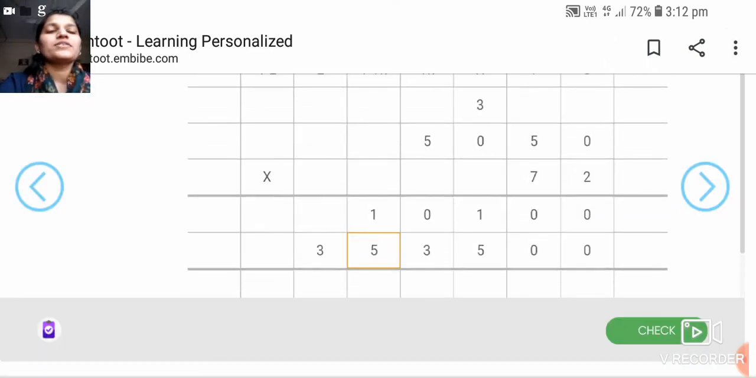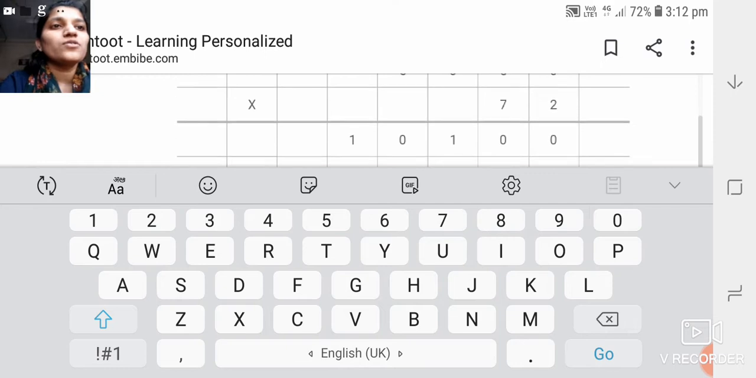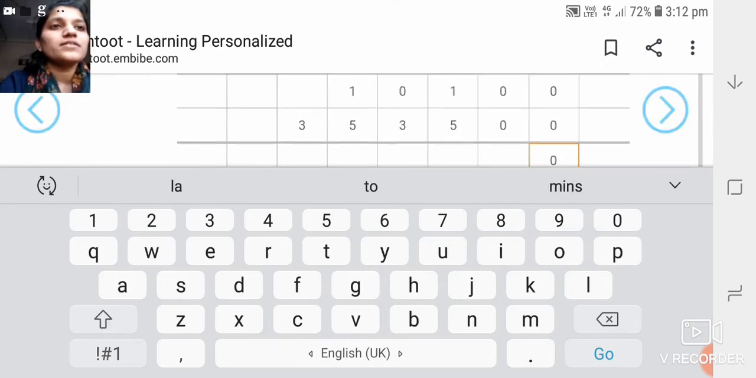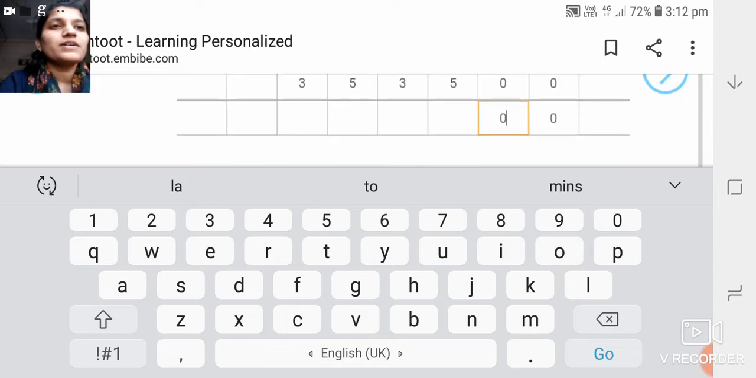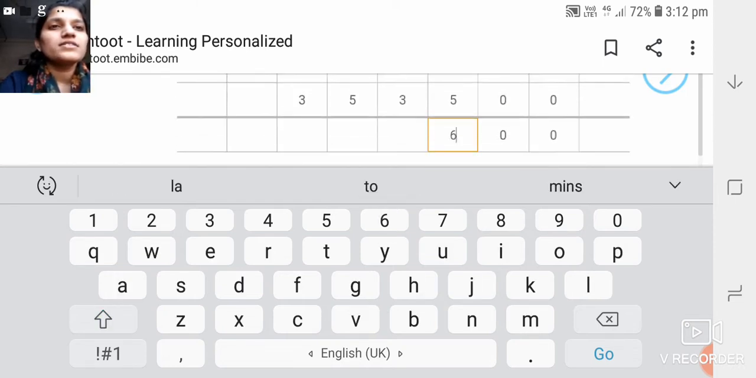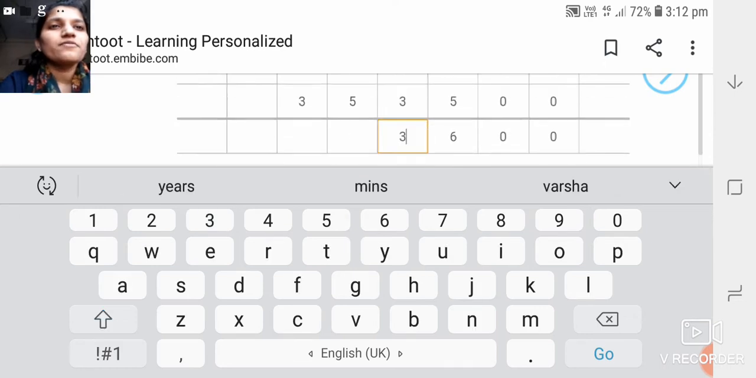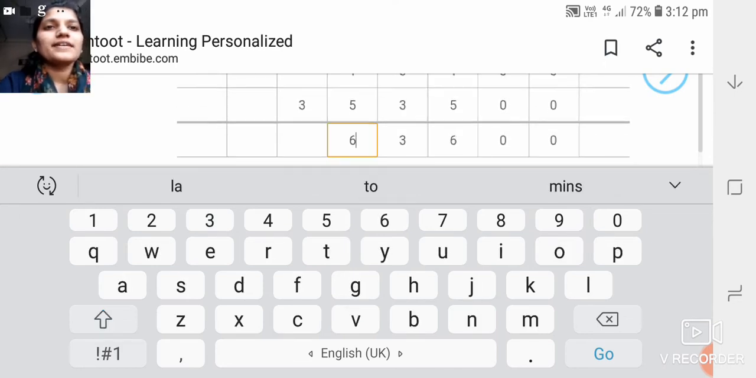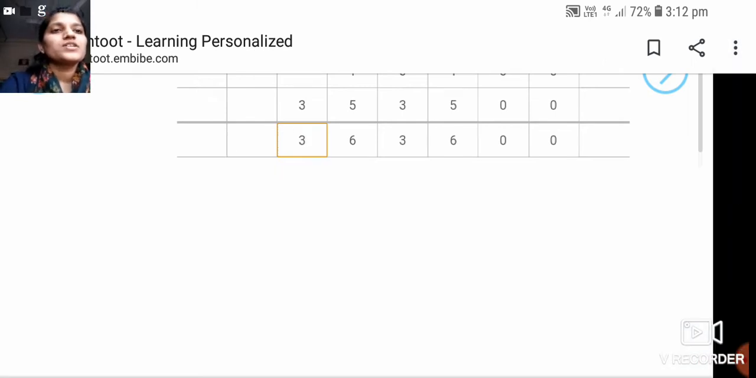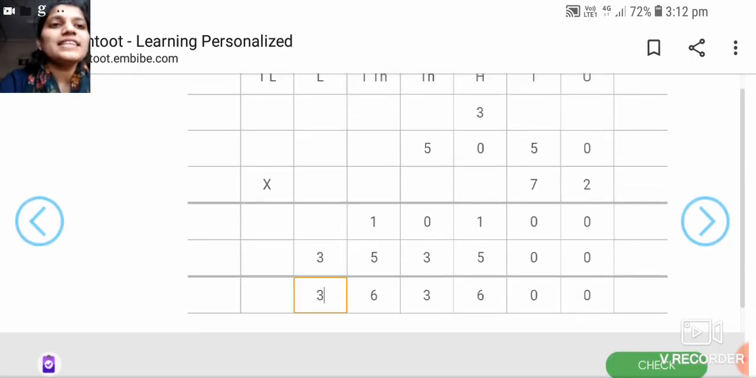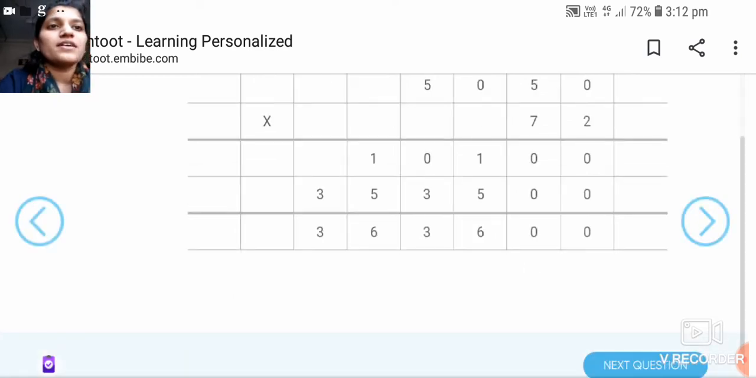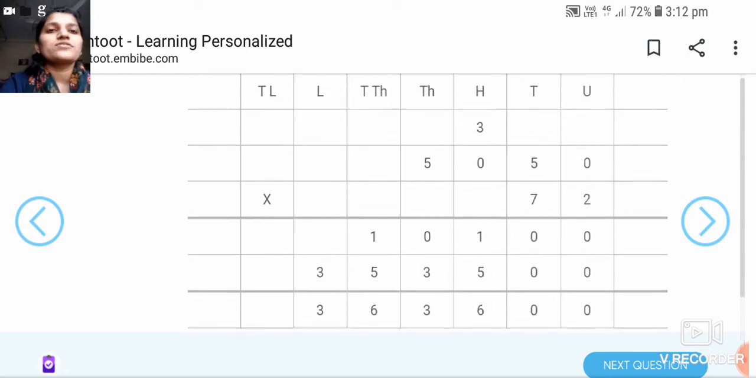So this is our final step. These are our final steps. Now we are going to add both the steps. Okay, so 0 plus 0 is 0, then again 0 plus 0 is 0, 1 plus 5 is 6, 0 plus 3 is 3, 1 plus 5 is 6, and 3 will be as it is. So this is our final answer, 3,63,600. So students, now let's see if our answer is correct or wrong. Yes, our answer is correct, as the next question has appeared.